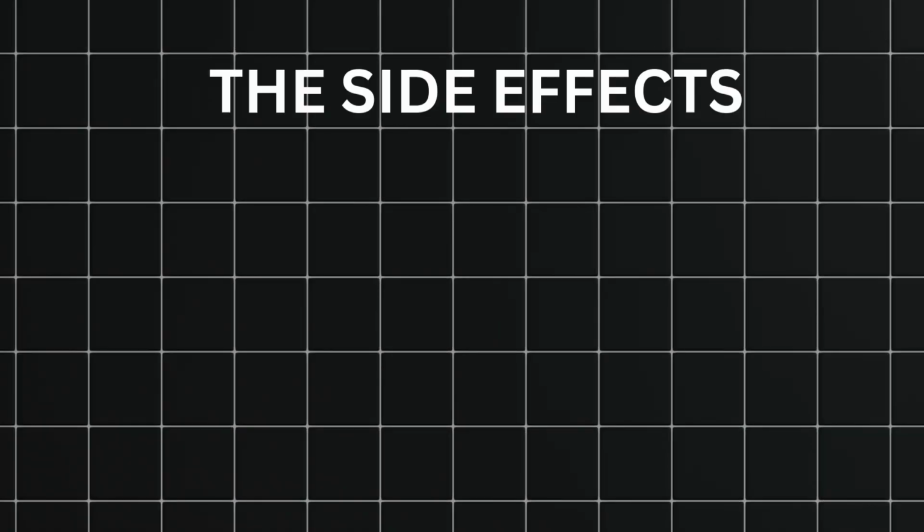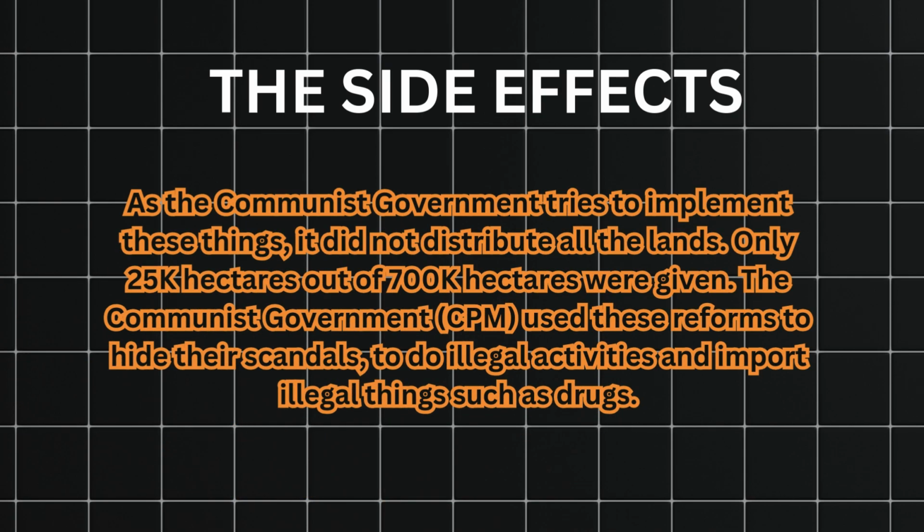So, what were the side effects of these implementations? As the communist government tried to implement these things, most of the land was not given to the people, which the several agreements talked about. Only 25 hectares out of 700 hectares were given to people. The communist government used these land reforms as a way to import illegal goods such as drugs and do other illegal things and hide their scandals.